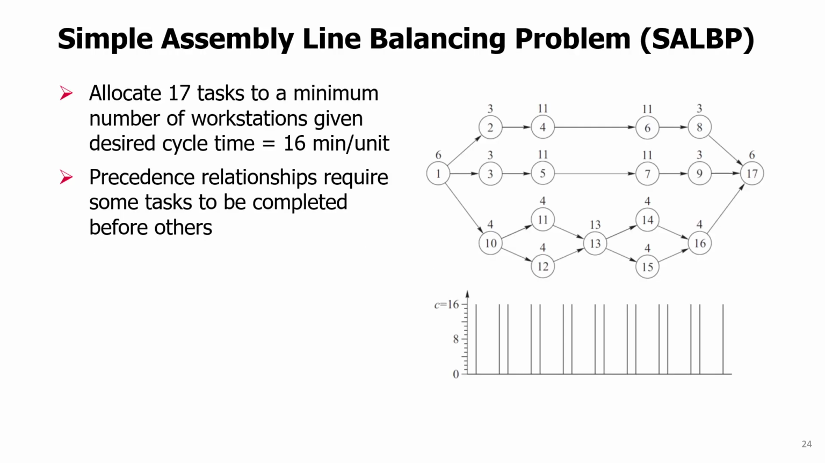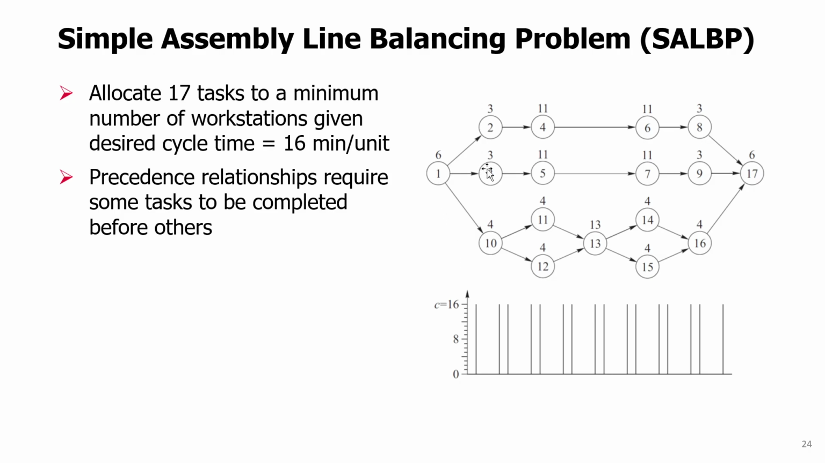Assembly line balancing is a subject of active research. The problems considered typically involve a set of tasks that must be allocated among stations. And those tasks, in addition to having some processing time, which is shown here, the number above each node, the number inside is just an index of the task, right?